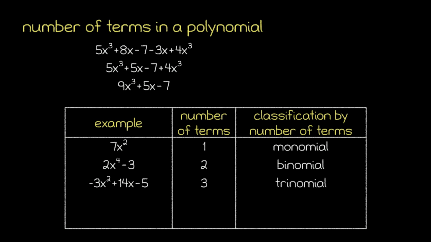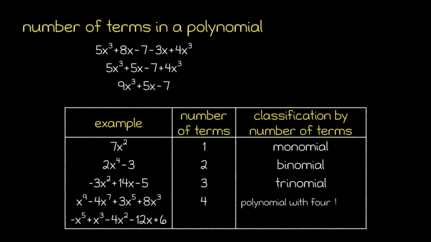Now, you may be wondering how many different words you'll need to learn here, but thankfully, we don't really have commonly used special names going forward. If we have 4 terms, we can just call this a polynomial with 4 terms. And if we have 5 terms, we just call it a polynomial with 5 terms.